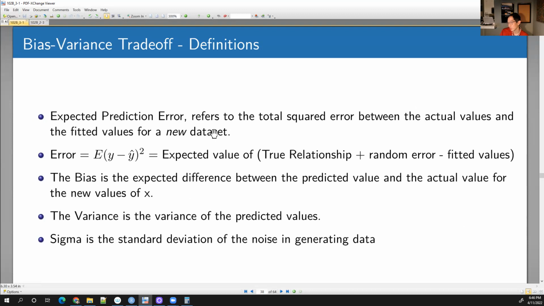Now, here are the definitions. Expected prediction error is the total squared error between the actual values and the fitted values for a new data set. The total error would be the true relationship plus the random error minus the fitted values. The bias is the expected difference between the predicted value and the actual value. And the variance is the variance of the predicted values. I'm sorry, these are about the predicted values, not just the coefficients. And sigma is the standard deviation of the noise in the generated data.